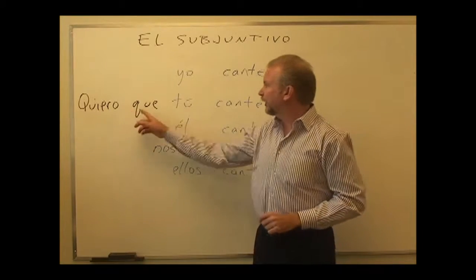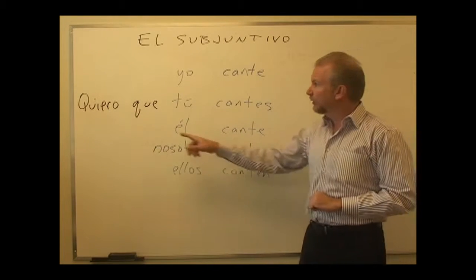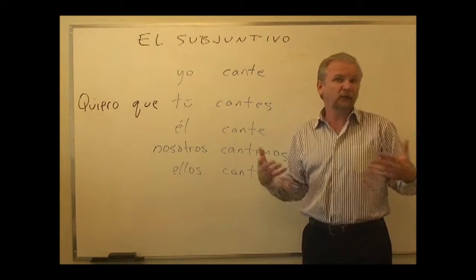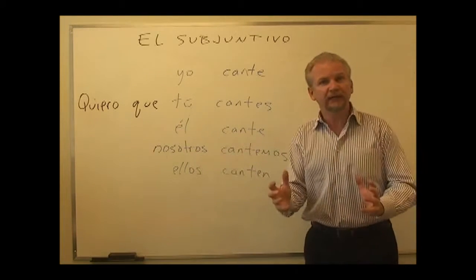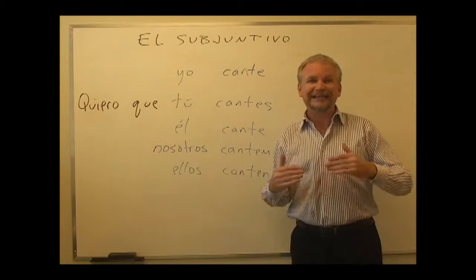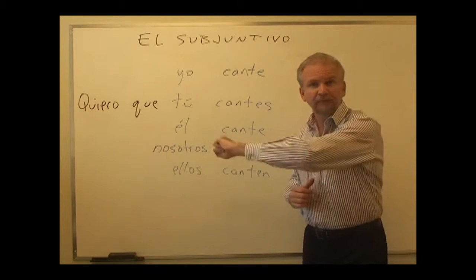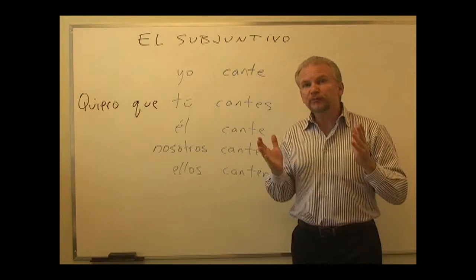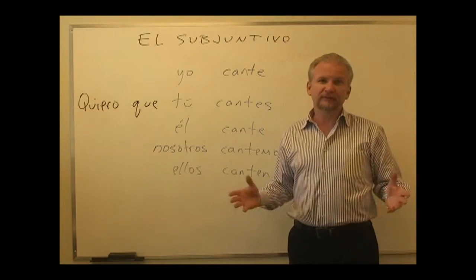For example, quiero que él cante, I want that he sing. Quiero que nosotros cantemos. In English, you'd say, I want us to sing. Literally in Spanish, I want that we sing. So when you've got an expression with quiero que, o deseo que, o recomiendo que, I recommend that, we use the subjunctive form when we're conjugating those sentences.